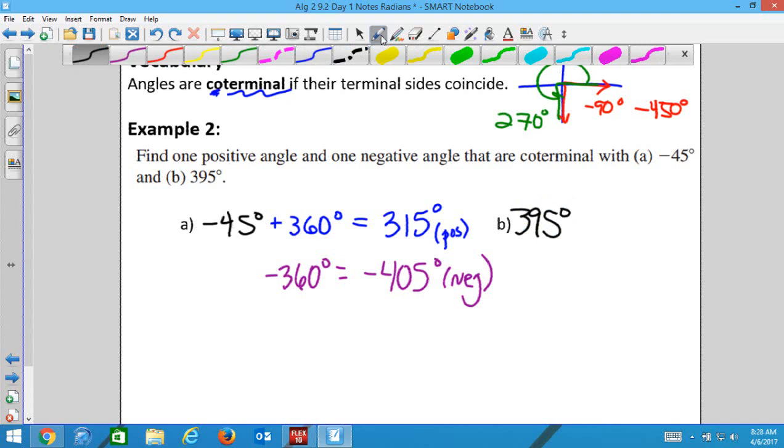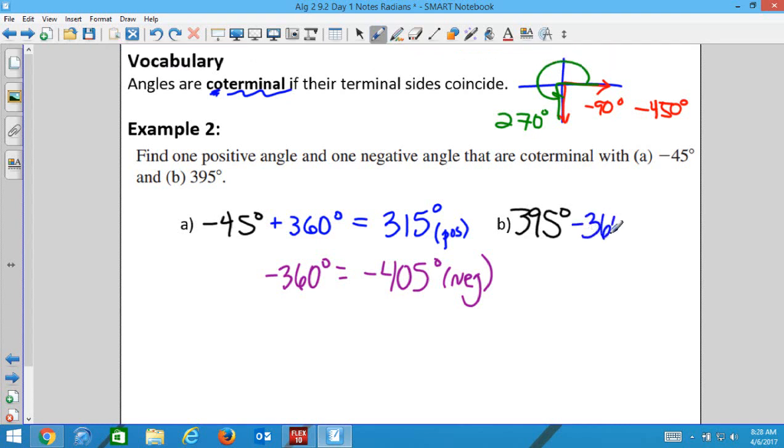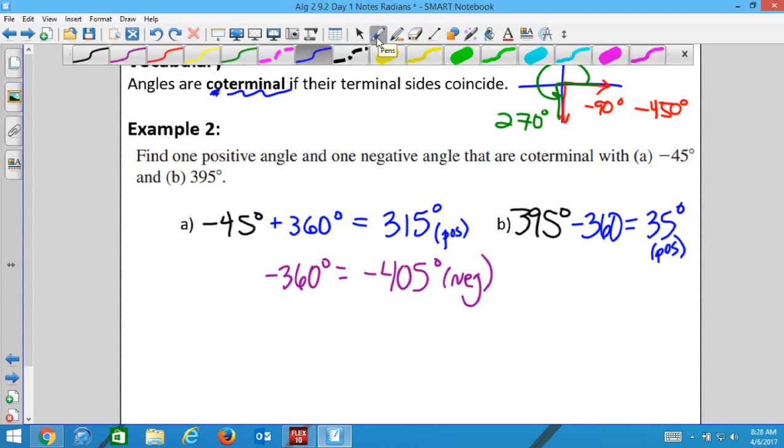We need to find a positive and a negative coterminal angle. What should we try? Nick? You can subtract 360 and get a positive. Yeah. What do we get? 35 degrees. That is a positive. So does that mean I can add 360 to get a negative? No. What do we get? Subtract 360 again from the 35.